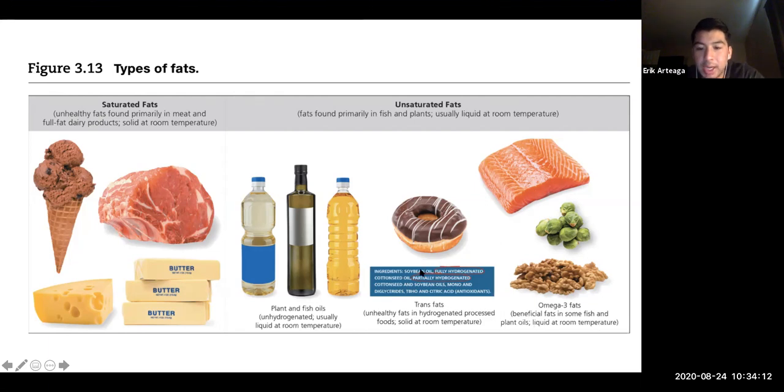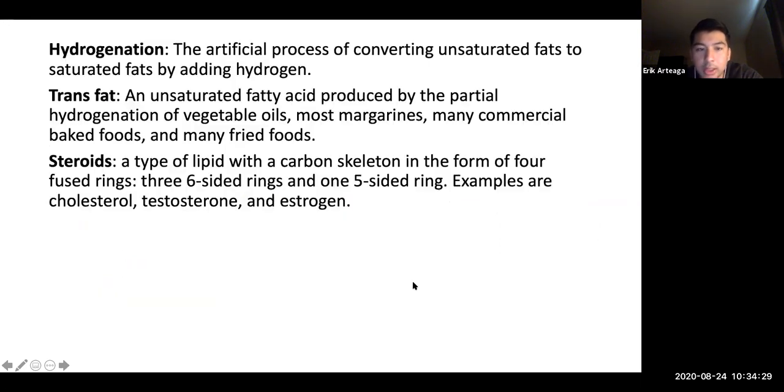You have trans fats. Again, these are going to be bad as well. So these are unhealthy fats in a hydrogenated process. So foods that are solid at room temperature. So plant and fish oils are unhydrogenated, usually liquid at room temperature. These are good for you, right? You don't want trans fats.